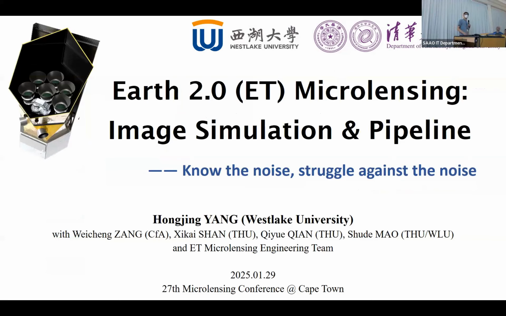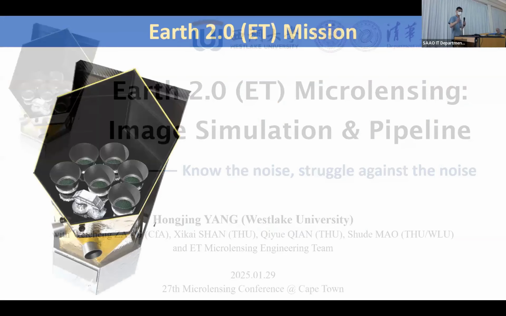My topic was the image simulation and the schematic pipeline of this mission, but it turns out the topic is somewhat too broad. So I decided to just assume that the image simulation and the pipeline is already there, and I'm not going into all the details of how I do these things, but just share some experience when we developed the F2 mission about how we know and struggle against some of the noise. So I will just start with this.